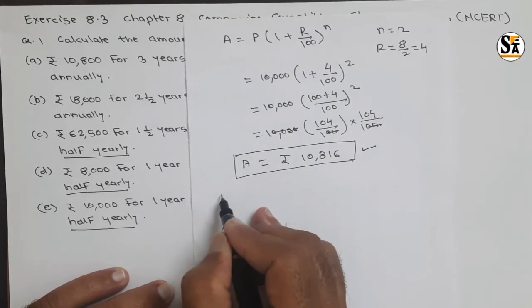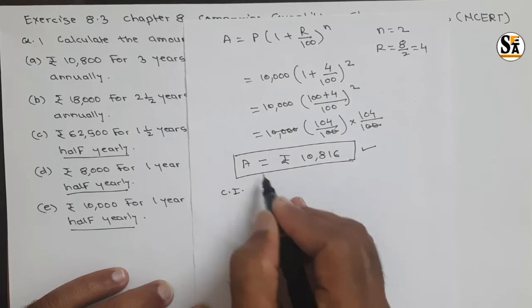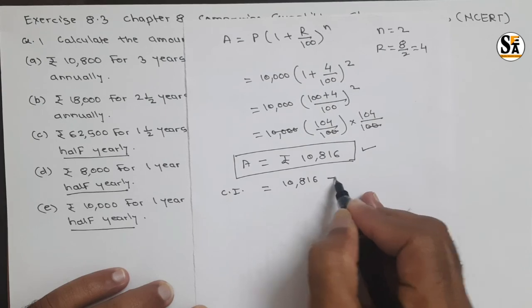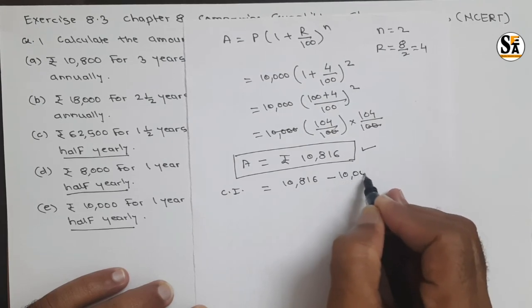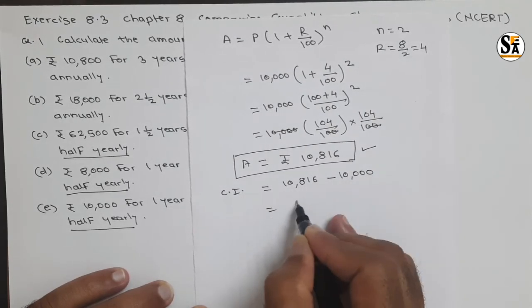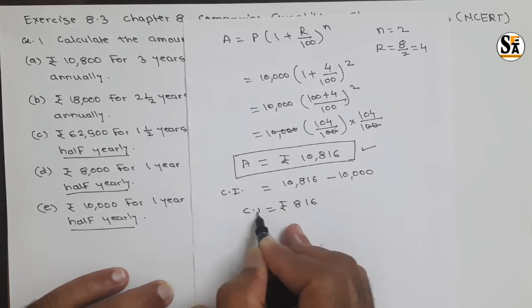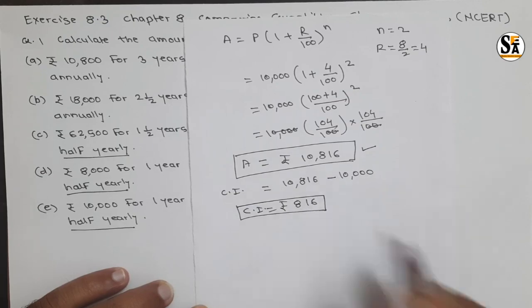The next, compound interest is equal to this amount minus principal amount, that is 10,816 minus principal 10,000. Subtraction will be 816, that is compound interest. So this is our second answer.